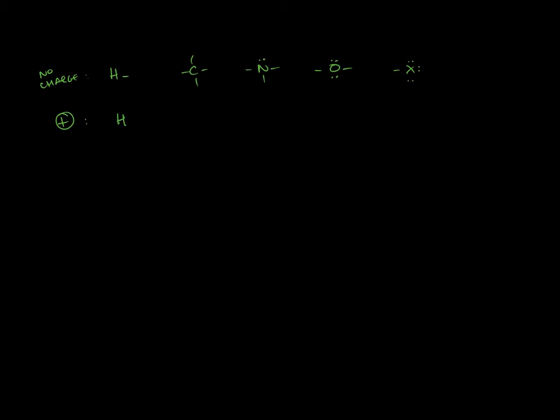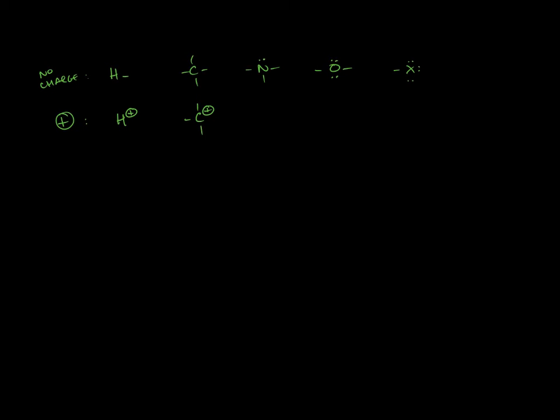So hydrogen would have 0 bonds. An H plus is just a hydrogen by itself with no electrons. A carbon with a plus charge would mean that it has 1 less electron. So instead of having 4 electrons, it would have 3, and therefore it makes 3 bonds and has no lone pairs. It actually doesn't have a full octet. So a C plus makes 3 bonds instead of 4 and has no lone pair.